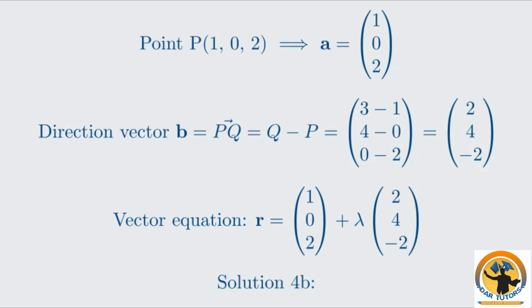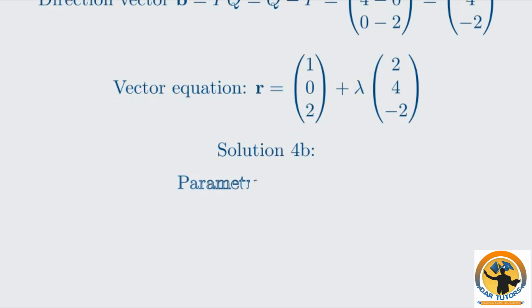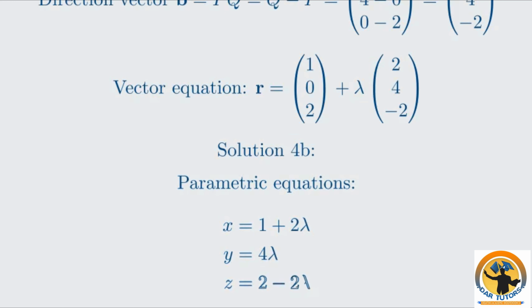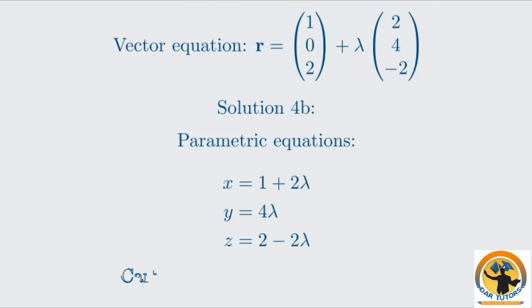For part B, we derive the Cartesian equation from the vector equation. The parametric equations are x equals 1 plus 2 lambda, y equals 4 lambda, and z equals 2 minus 2 lambda. Eliminating lambda gives the Cartesian equation (x - 1)/2 equals y/4 equals (z - 2)/-2.